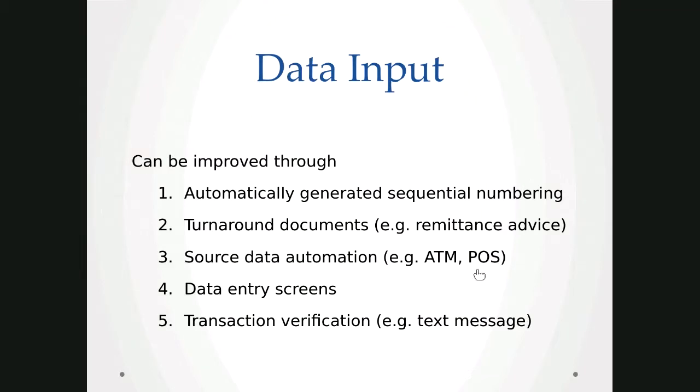Another example of the source data automation is the POS. POS stands for point of sale. Point of sale is the system that supermarkets such as Lulu and Carrefour and Almira, they have. The point of sale is the cash register. When they scan the item that you purchased, it not only adds that amount to your bill, but it reduces that item from the inventory.